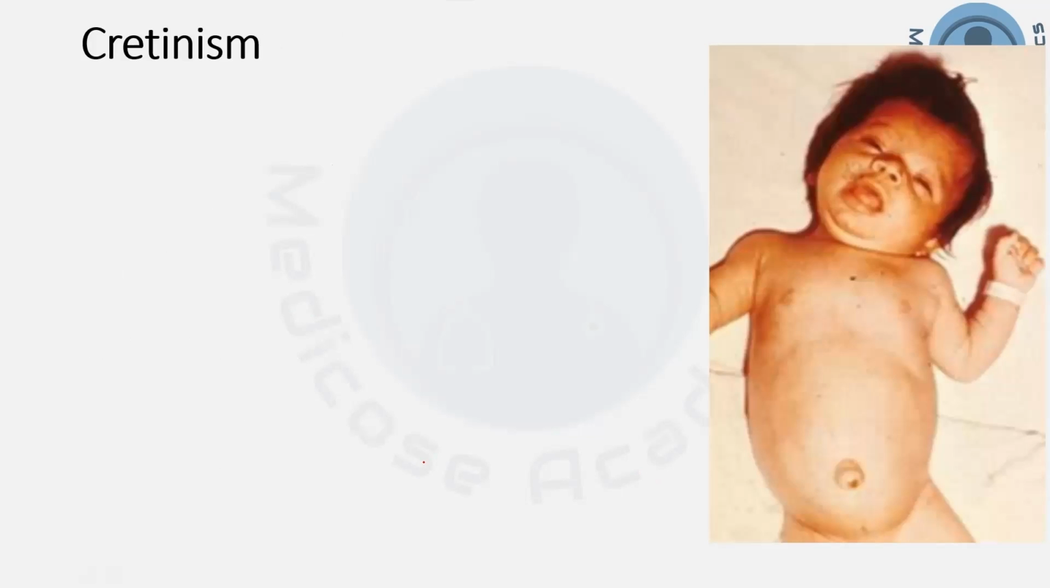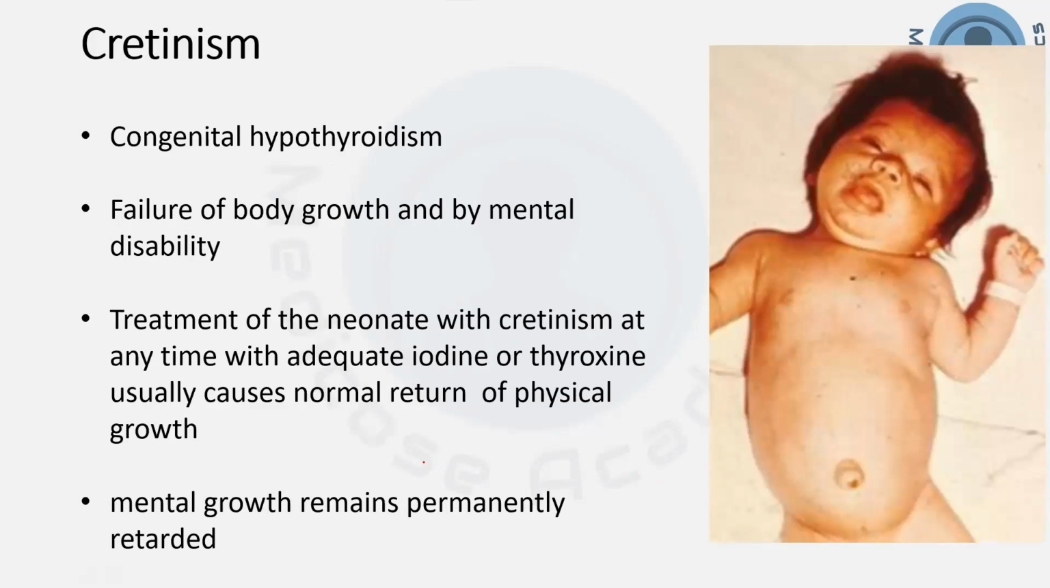Cretinism is hypothyroidism seen in neonates and infants. If during fetal life thyroid hormone synthesis is inadequate, these babies develop cretinism. It is congenital hypothyroidism. There is failure of body growth, and it is characterized by mental disability because the development of the CNS requires the adequate production of thyroid hormones. If these are not available during fetal life, mental disability can occur.